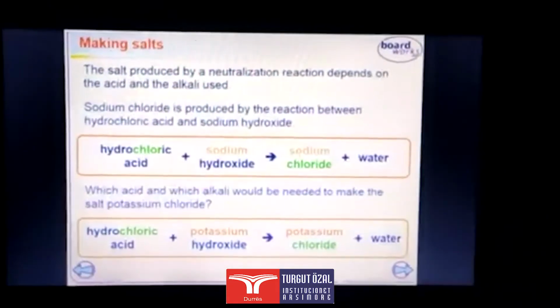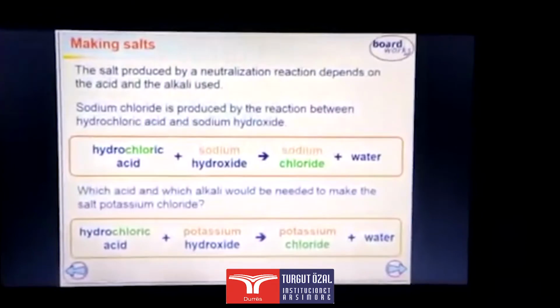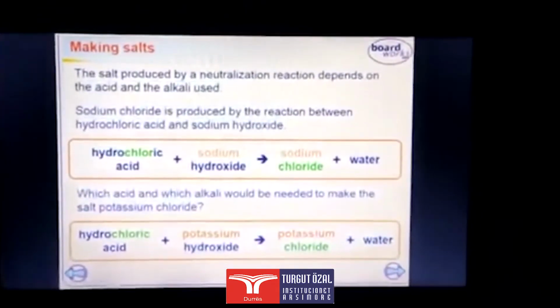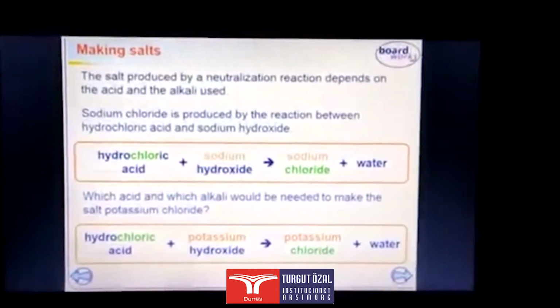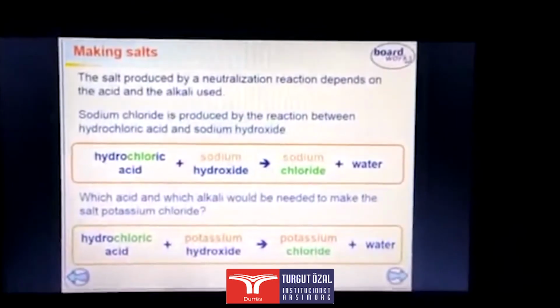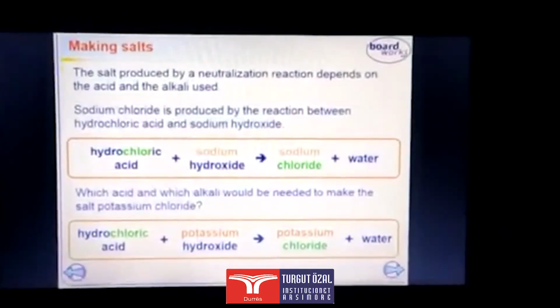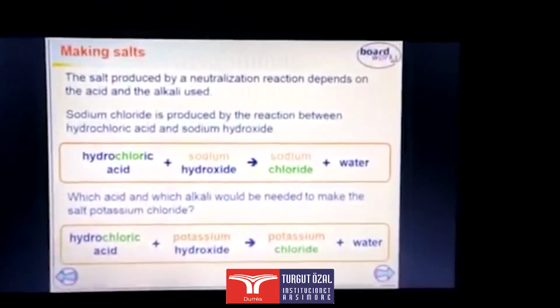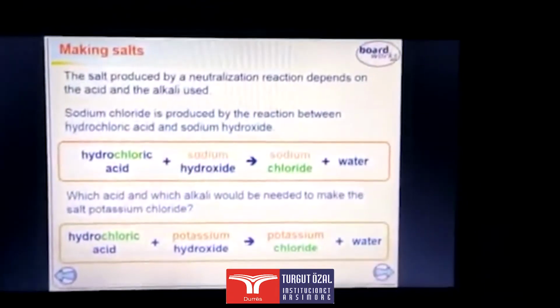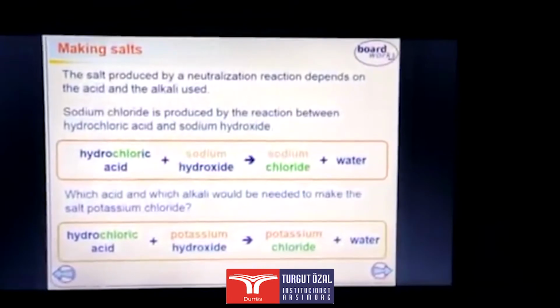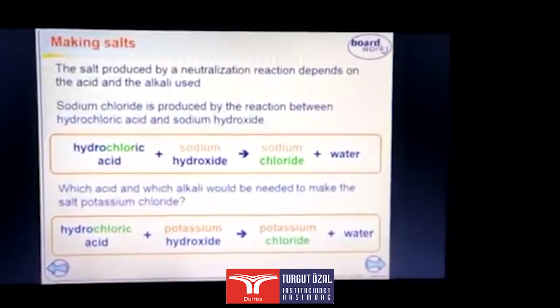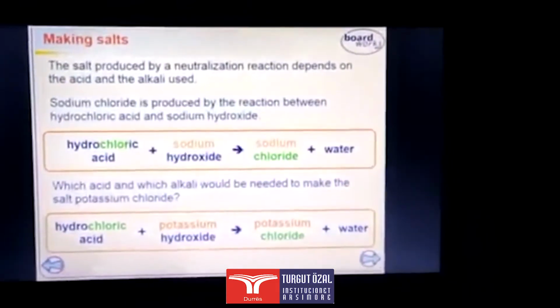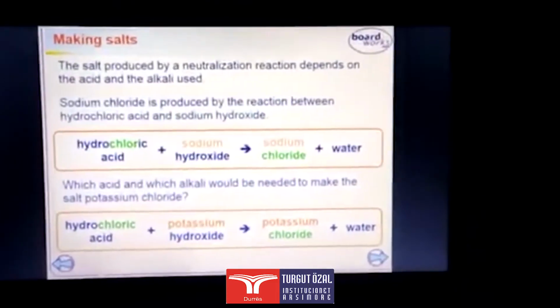Making salts. The salt produced by a neutralization reaction depends on the acid and the alkali that is used. Sodium chloride, for example, is produced by the reaction between hydrochloric acid and sodium hydroxide. Which acid and which alkali would be needed to make the salt potassium chloride? Hydrochloric acid and potassium hydroxide will give potassium chloride and water.